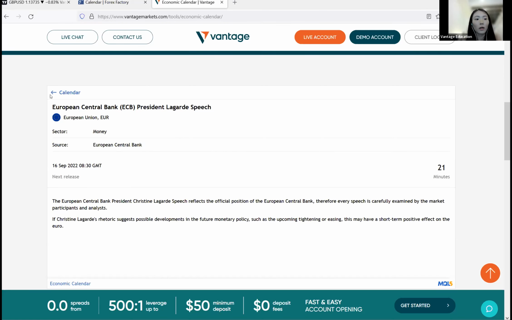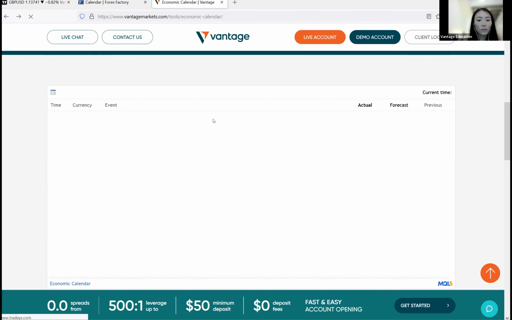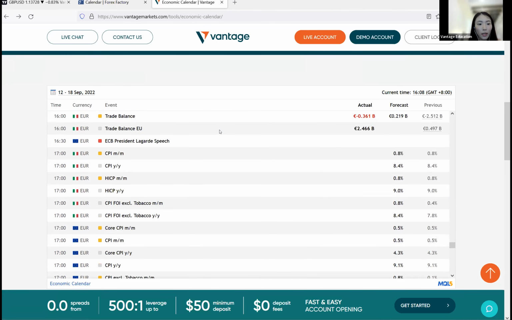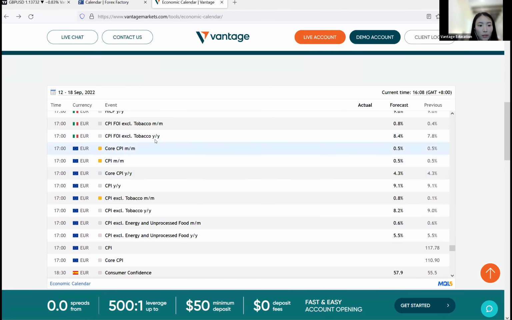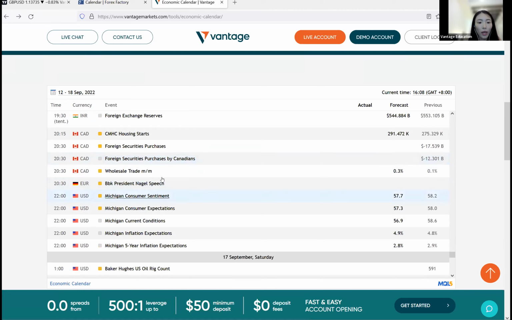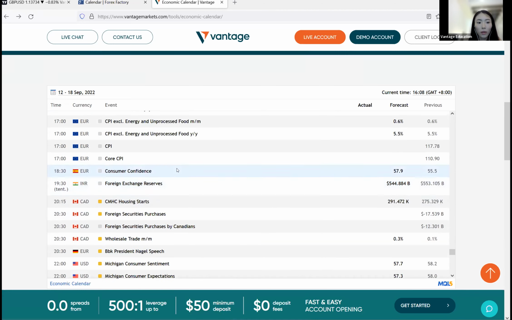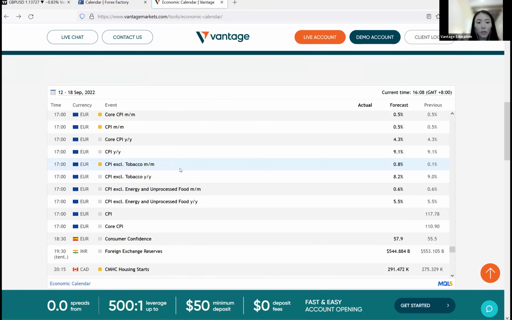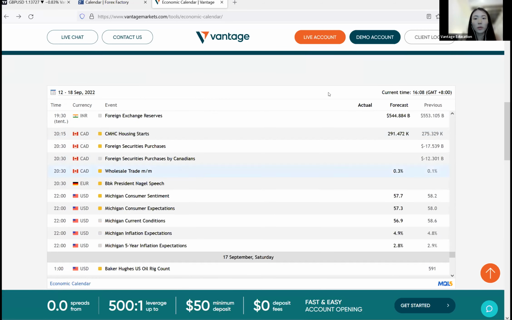So this would be on the calendar. Let me just go back. You can see this data. We also have a few other data out for the Eurozone, on the CPI data here, as well as the CAD. So CAD and dollar, this is what we will be looking at. I believe it's later today, so mainly on dollar and CAD as well.